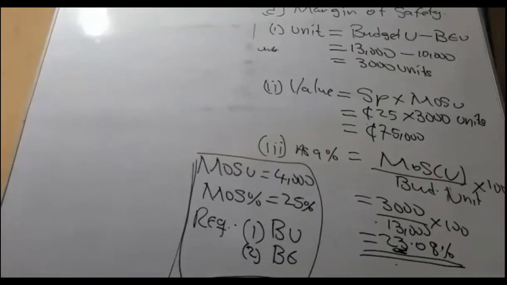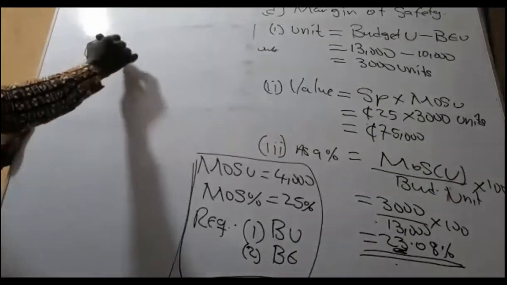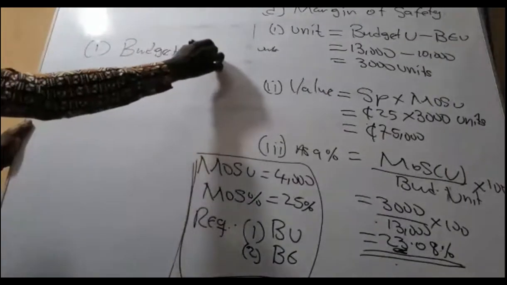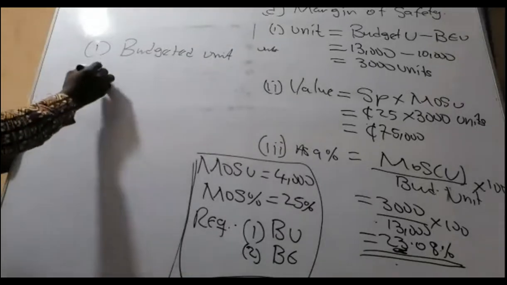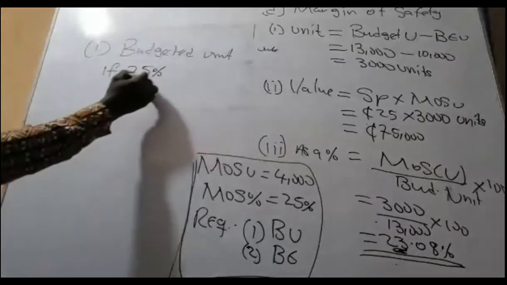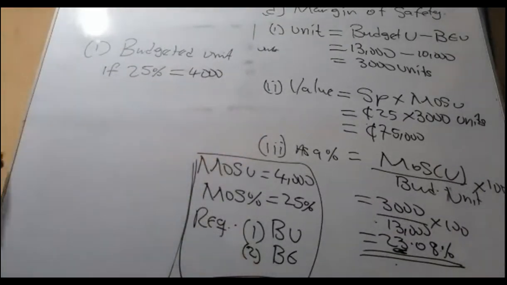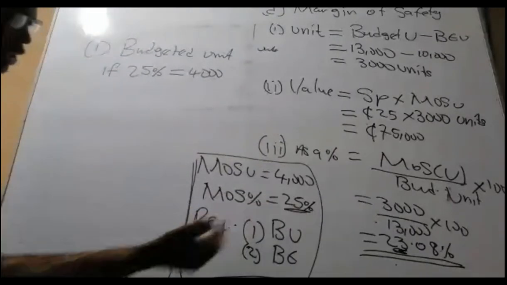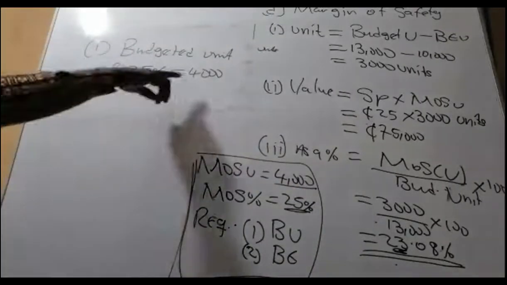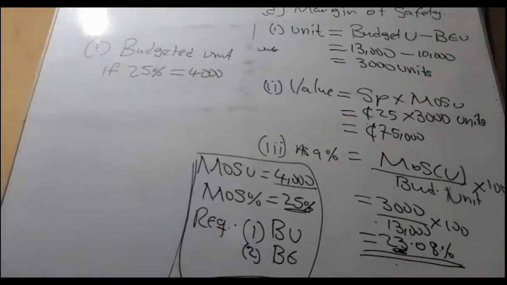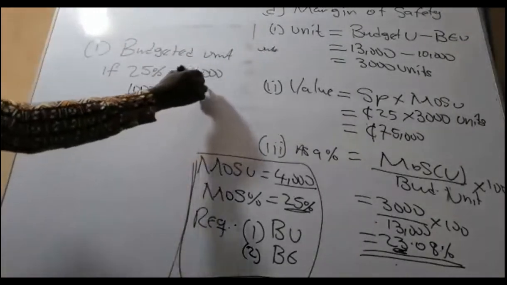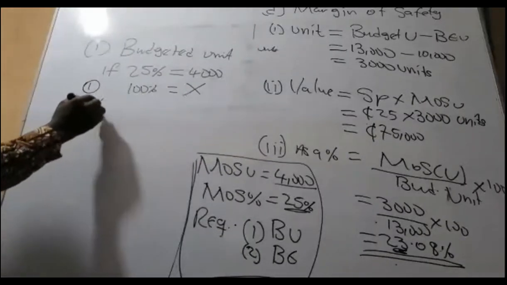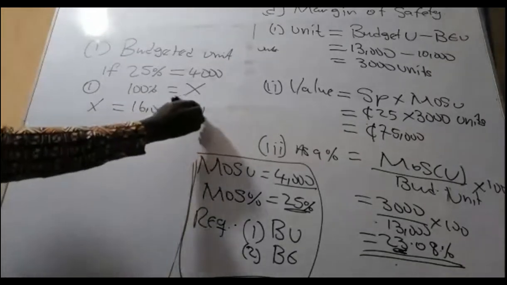First, the budget is what? It's 100, right? So first, I'll use two, but there can be three different approaches, and we just choose one. The budgeted unit: if the 25% margin of safety is equal to 4,000 units, and the budget is always 100%, then 100% is equal to what? We don't know. That's method one. So X is equal to 16,000 units. That's the first method.